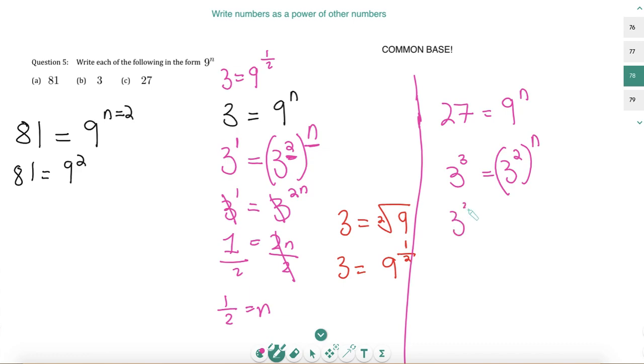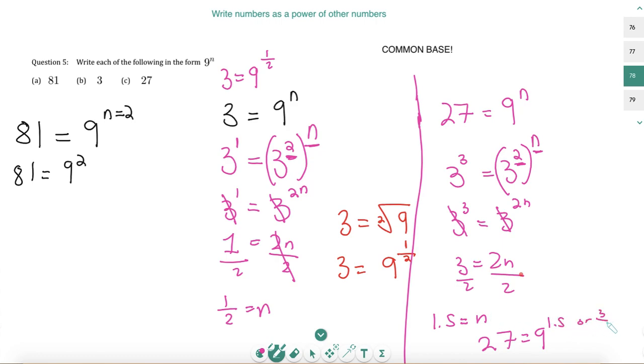So this is just 3 to the power of 3. The inside-outside rule is we multiply the exponents. So 3 to the power of 2n. Bases are the same. 3 is equal to 2n. So 2 times something is 3. We can divide 2 on both sides. 3 divided by 2 is 1.5, or just 3 over 2, equals n. So 27 is equal to 9 to the power of 1.5, or 3 over 2, however you want to answer it.